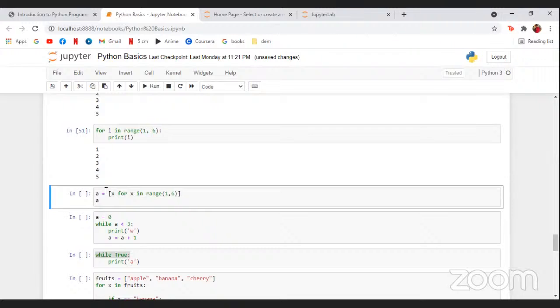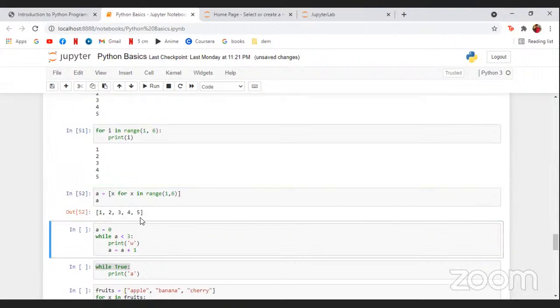So let's break down the statement. A is the variable that I'm using for the list, equals is the assignment operator. I'm using square brackets, which means that I'm creating a list. What's inside this list is X, which is another variable. That is X for X in the range of 1 to 6. So let's start from here. Let's just take the loop. If I go for x in the range 1 to 6, you know that I'm going from 1 to 5, right? So that is this part of the statement. When I put x here, that just means that whatever comes out of this, make that into a list. So if I run this, I automatically get a list from 1 to 5.